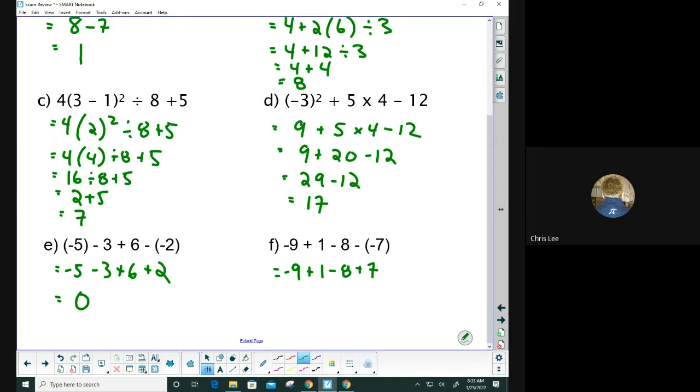So let's see if we can do this one in our head. We're at -9, pretty cold. Add 1, where am I? -8, I'm a little bit warmer. Minus 8. Yeah, now I'm way down really cold. Plus 7, -9. Yeah.